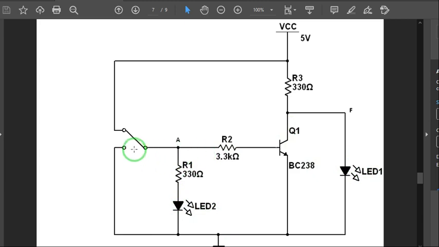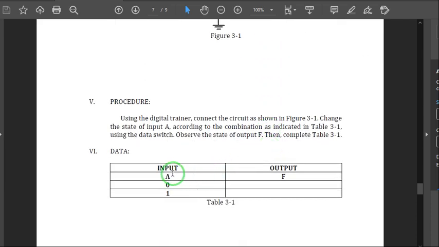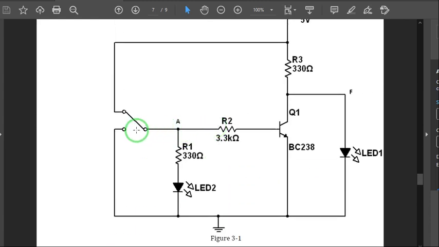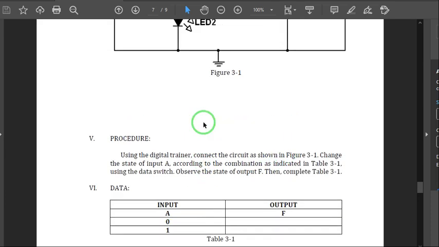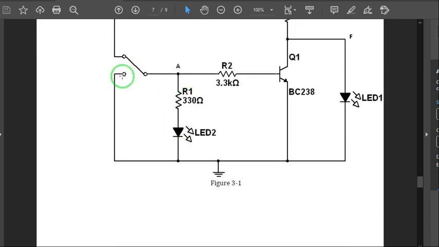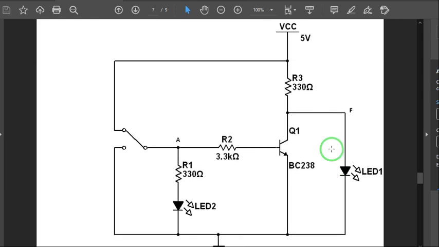So as you can see, we have here two switching positions of our input A. So if we go back to our module, if we go to our data, your input is only A, and you have two values for A, 0 and 1. So if you switch to the upper portion, this will be connected to 5 volts, so that will be 1. If we connect this below, this will be connected to ground, so that will be 0. And this switching position will be the deciding factor whether this transistor Q1 will conduct or not.